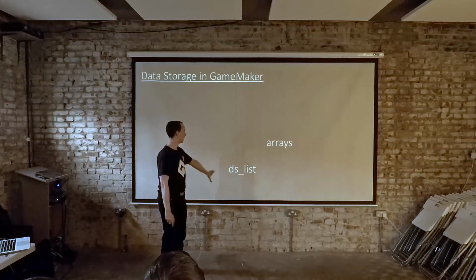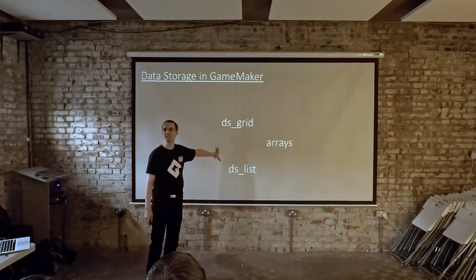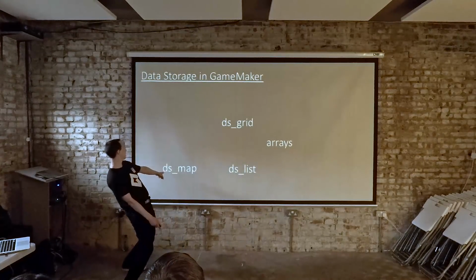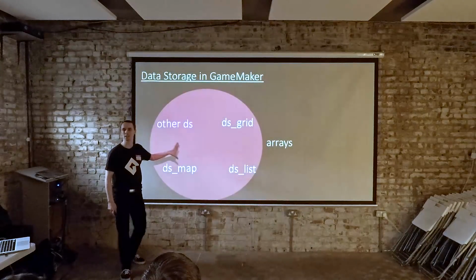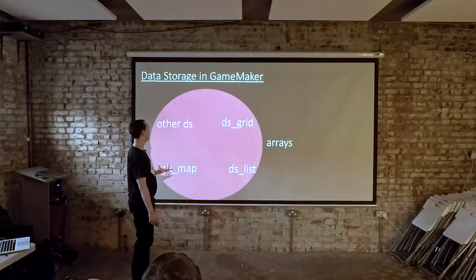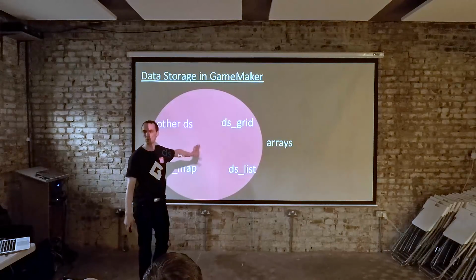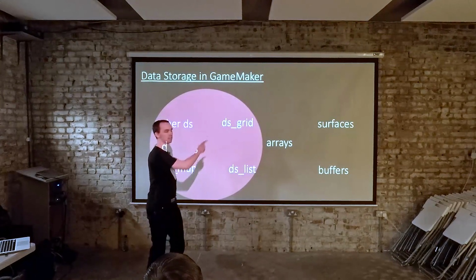And alongside arrays, we have DS lists, and we have DS grids. Now, you might not have seen these before, especially if you haven't used GameMaker before. There are other things called DS maps as well, down here, and other DSs. DS stands for data structure. It's a generic term that GameMaker uses for stuff that's more complicated than an array, a way of storing data that's more flexible. There are other ways of storing data as well, buffers and surfaces.